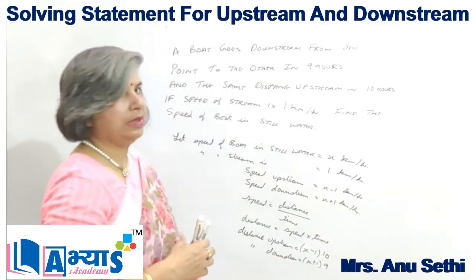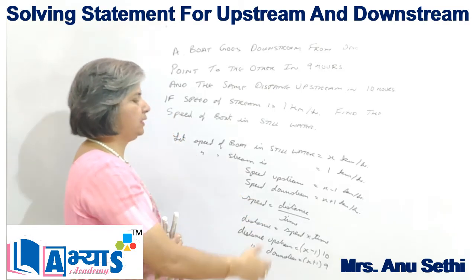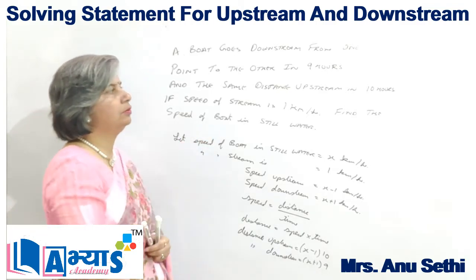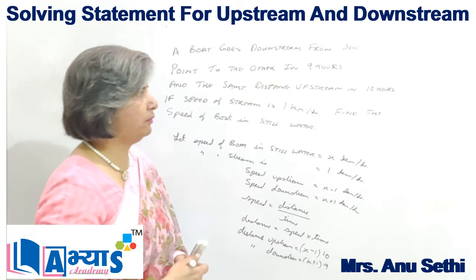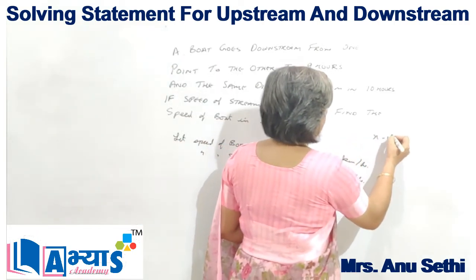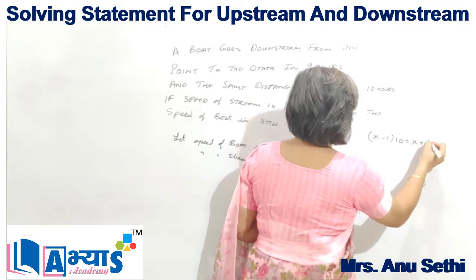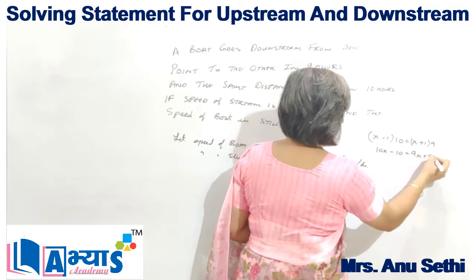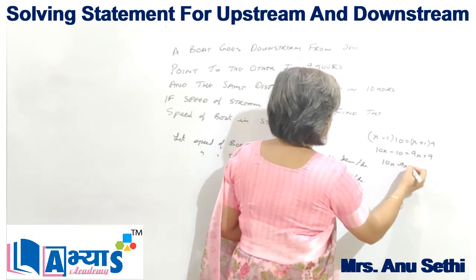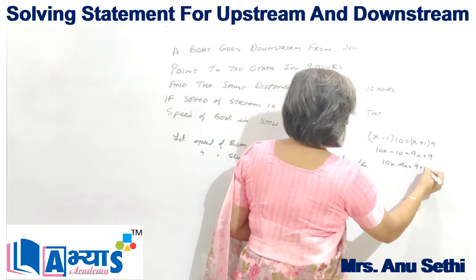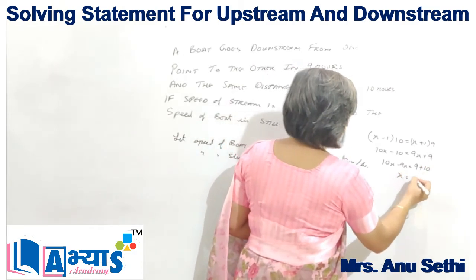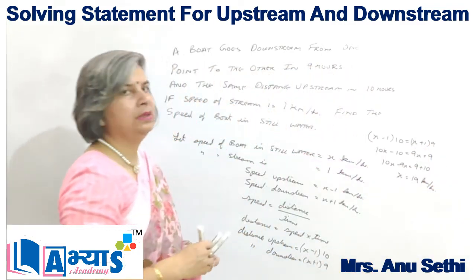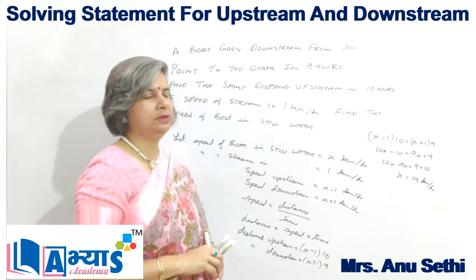Now we have found that the distance travelled upstream is x minus 1 into 10 and the distance downstream is x plus 1 into 9, and according to the question we are given that the same distance is travelled. So we can say x minus 1 into 10 is equal to x plus 1 into 9, or we can say 10x minus 10 is equal to 9x plus 9, or 10x minus 9x is equal to 9 plus 10, or x is equal to 19 kilometers per hour. So this is how we can calculate the speed of the boat in still water.